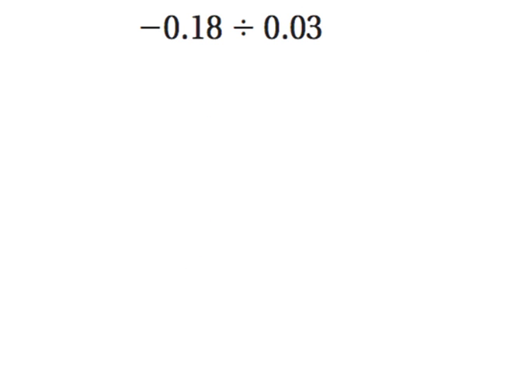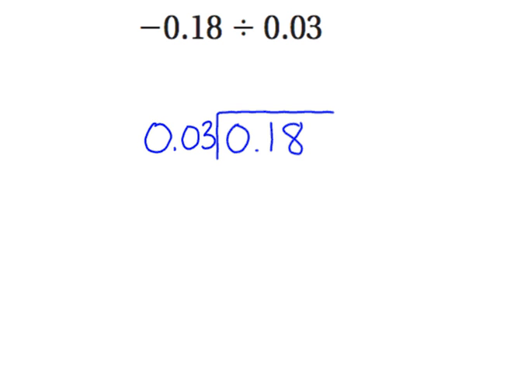Okay, next we're going to divide two decimals. The first number is always going to go inside the division box. The second number will always go outside. I will worry about positive and negative at the end. For now, I'm just going to use absolute values.